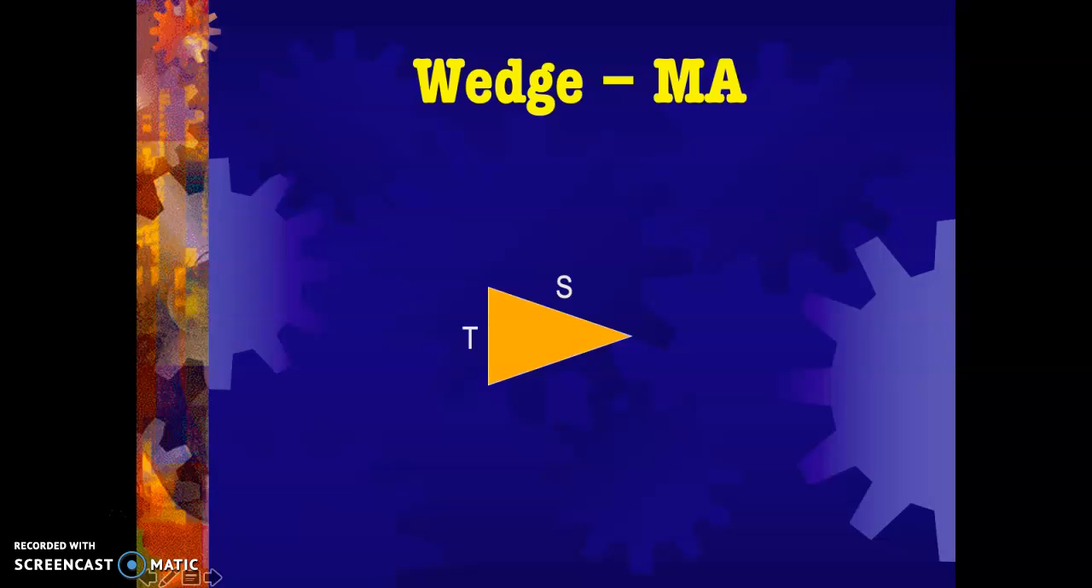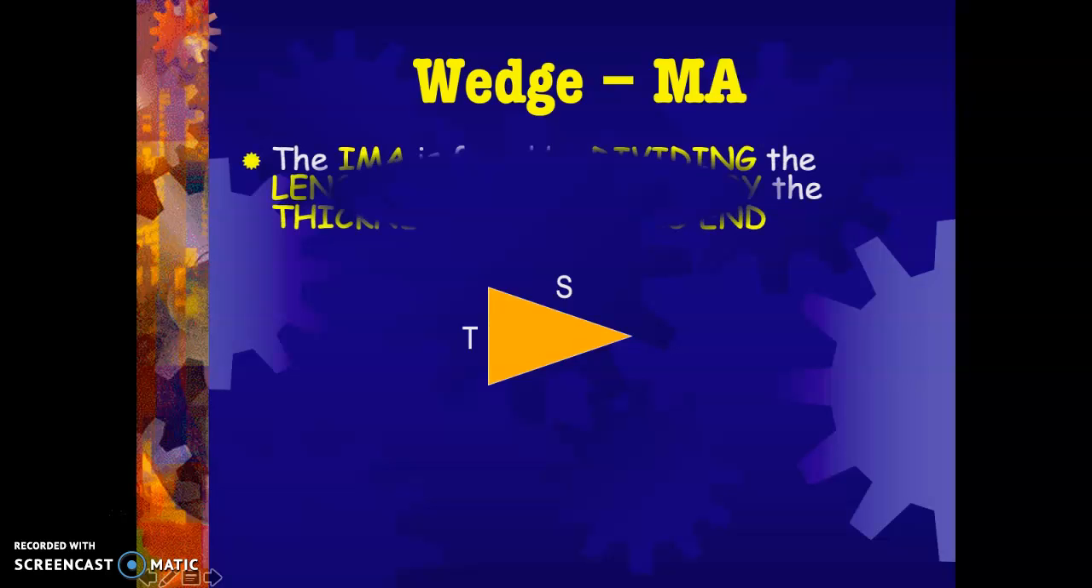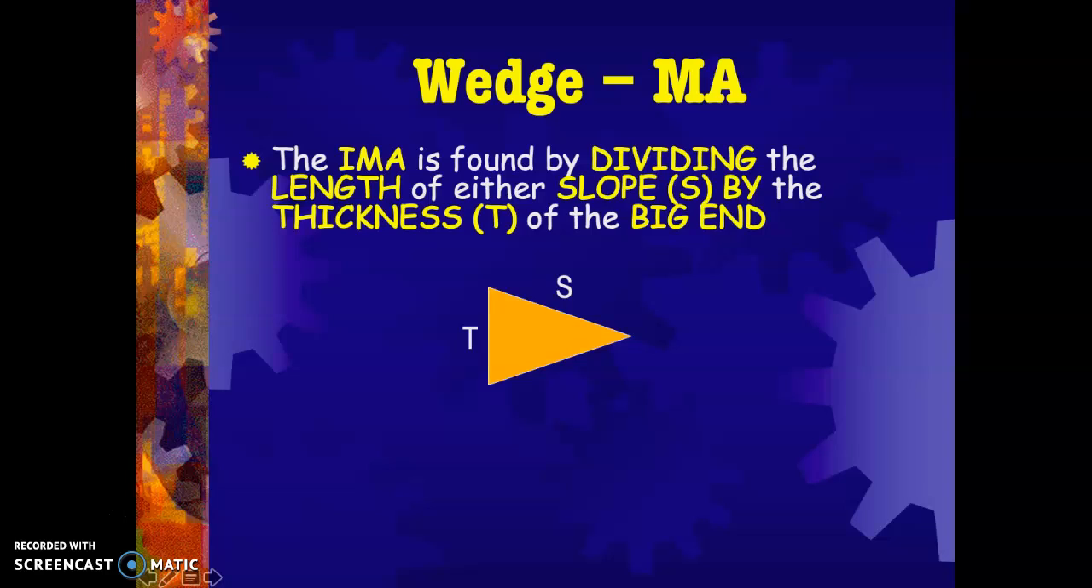Representing the incline, and then we have T representing the height of the wedge. So how do we calculate the mechanical advantage? We simply divide the length of the slope, that is the length of the ramp, that's letter S, by the thickness of the big end, in other words, the height of the wedge. So we're going to take S and divide by T.